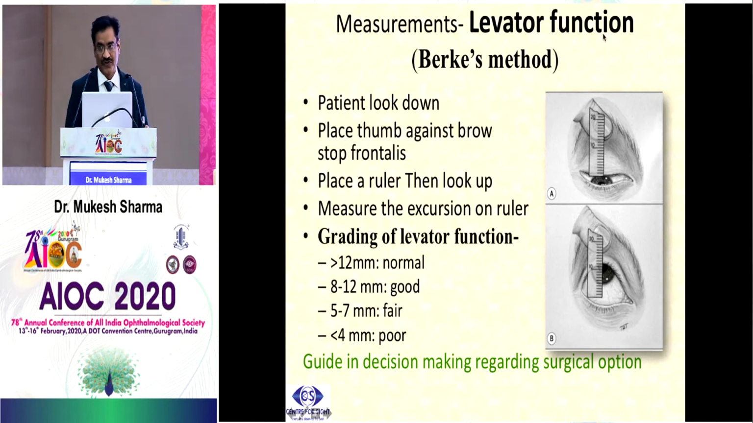Now, how to check for levator function? This is of great importance. You ask the patient to look down, you place your thumb against the brow, place a ruler, then ask the patient to look up. And it is graded as less than 4 millimeter poor, 5 to 7 fair, 8 to 12 good, and more than 12 is normal. You take your decision about surgery by this levator action.